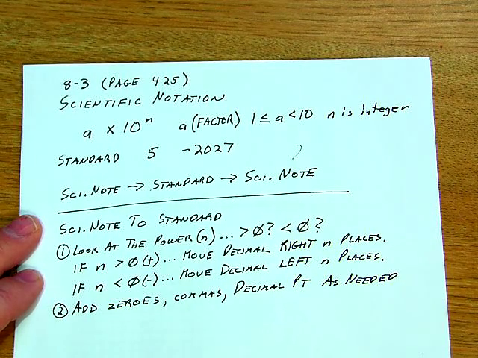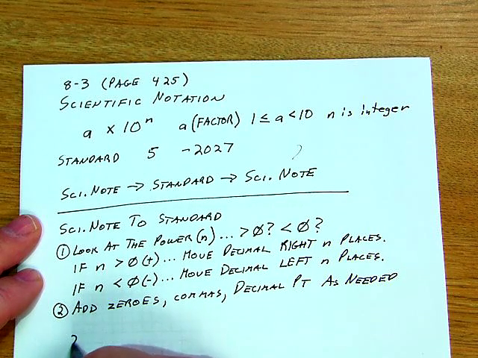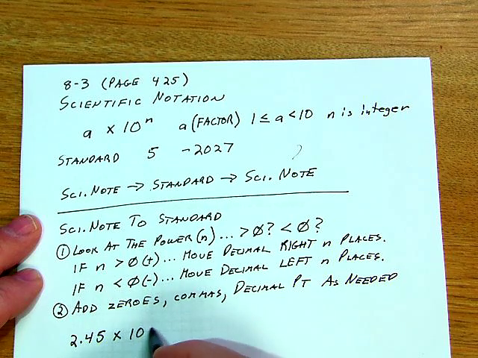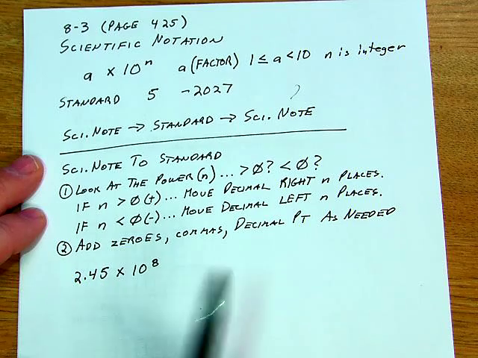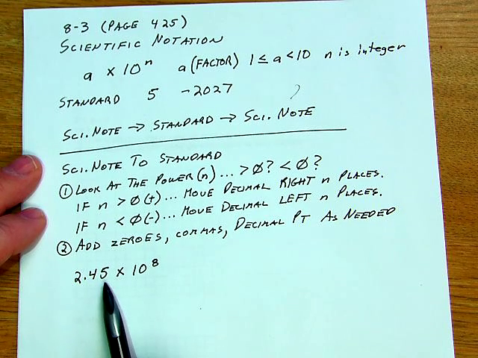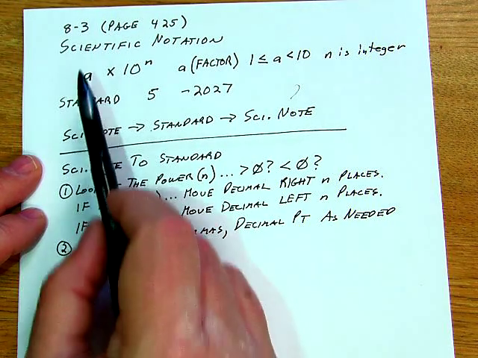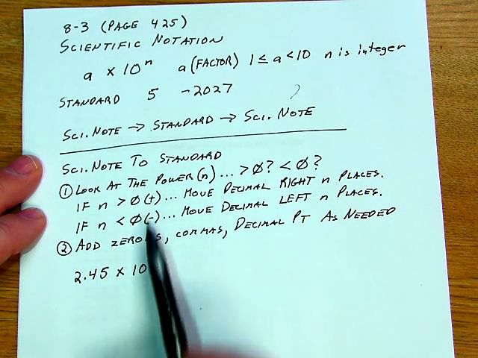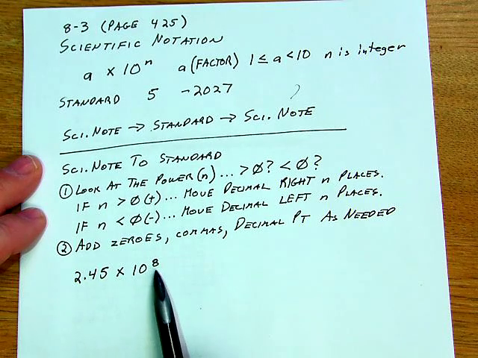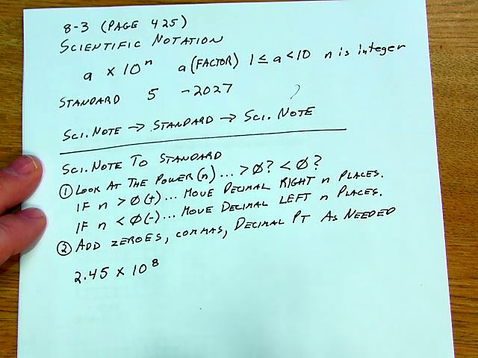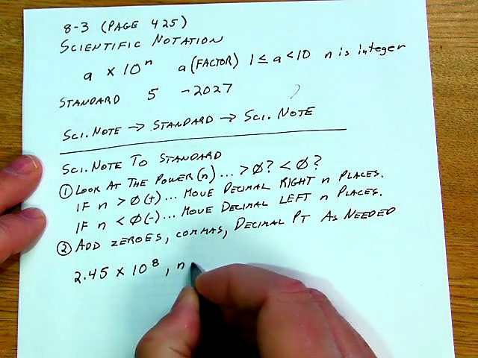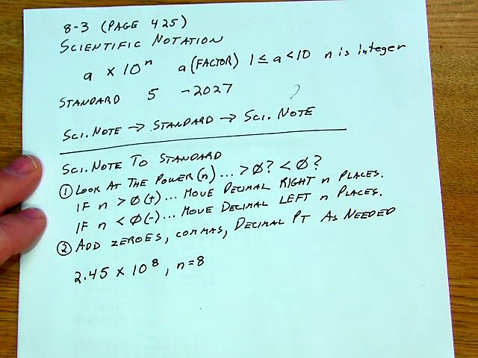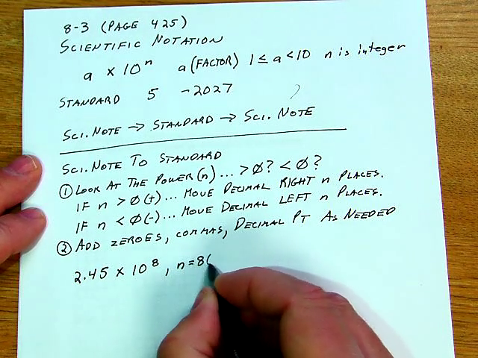Let's take an example of that. Let's say I'm given the scientific notation number 2.45 times 10 to the 8th. Now that's a scientific notation number. 2.45 is my factor, or my A value from up above, times 10 to the 8th power. N is 8. I make a note of that: N is 8.